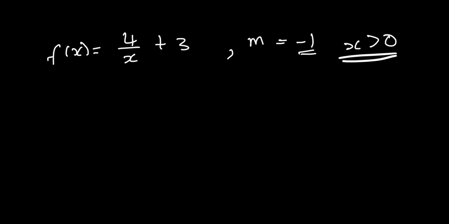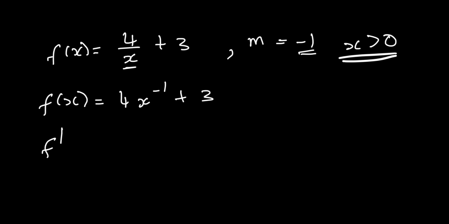So we are going to first simplify this so that x can come at the top. Now f(x) is equal to 4 into x to the power of -1 when it comes to the top, and then we have the plus 3. When we find the first derivative, this -1 will multiply with the 4. That's going to be -4. And then -1 minus 1 is -2. But now remember the constant, it fades away.